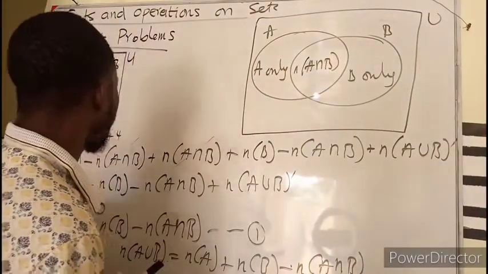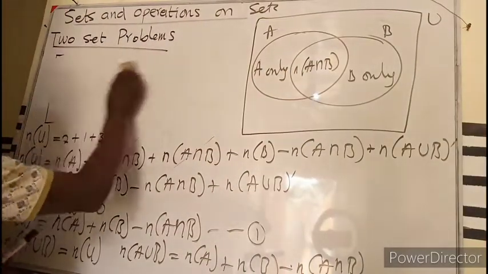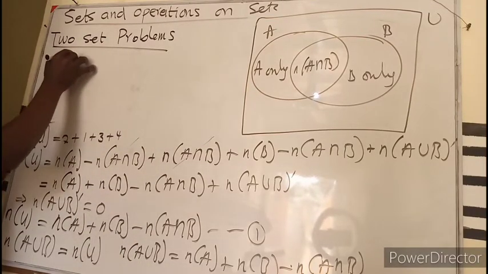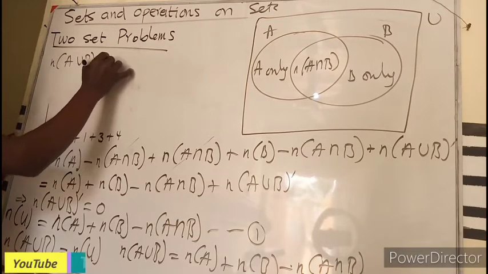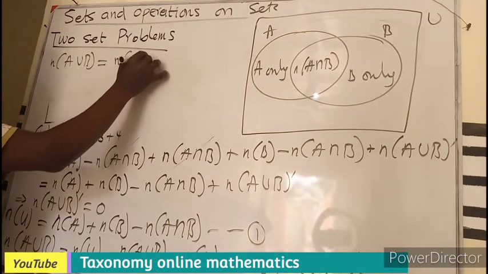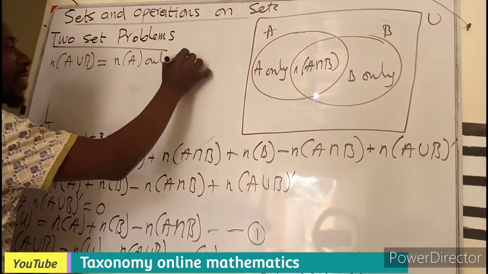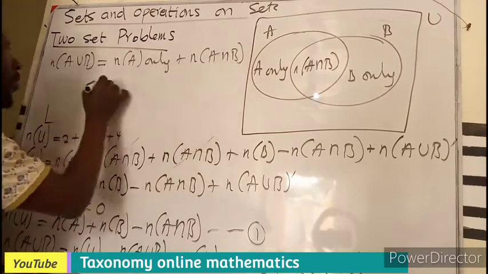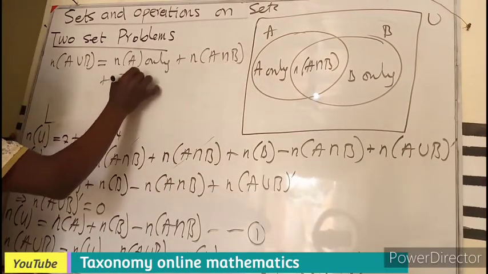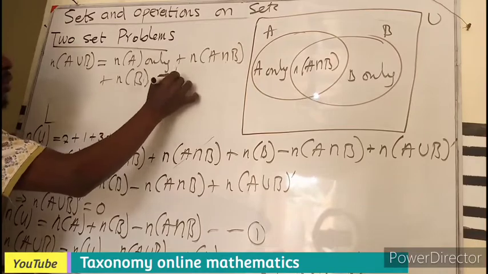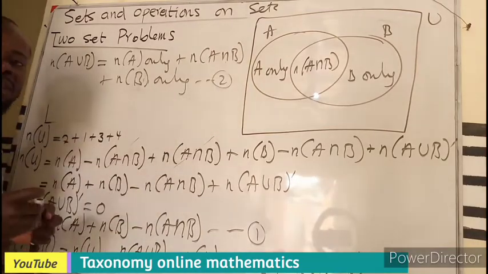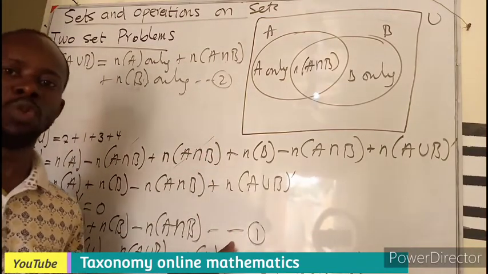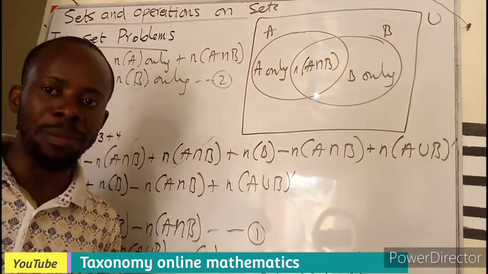So in that case, I can say that number of A union B is the same as number of A only plus the number of A intersection B plus number of what? B only. That becomes our second formula. So these are the two formulas we'll be using in case we want to solve questions on two-set problem.